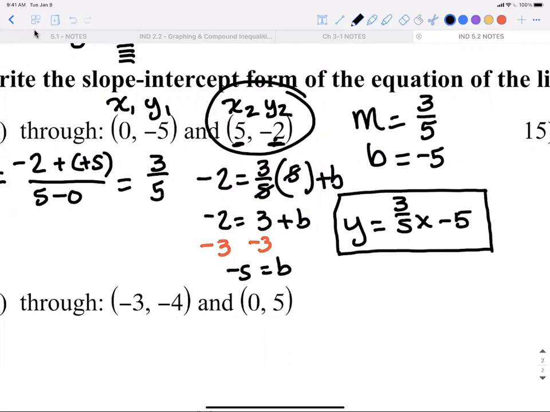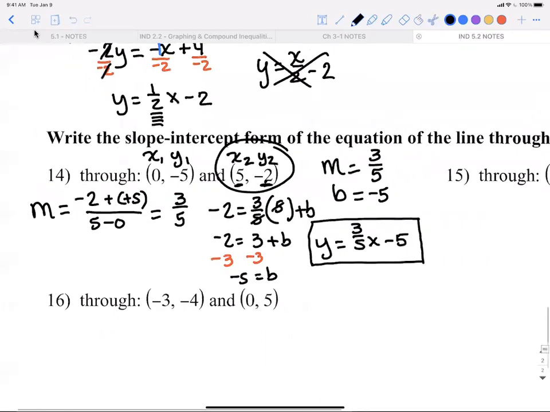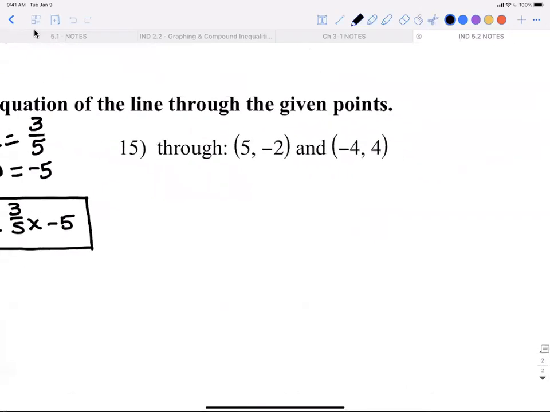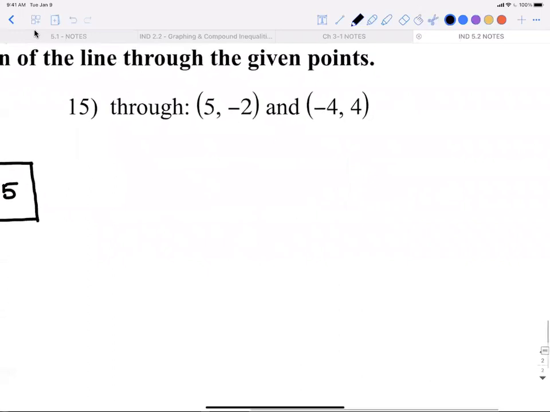So this is the most work that you'll find in 5.2 because you're not given anything. You're not given your m or your b. You have to find them both, but you have the tools to do that. Okay, we good with that? You don't have to put this one in your notes. I'm going to run through this one a little bit fast. Okay, I'm going to find my m and I'm going to find my b.